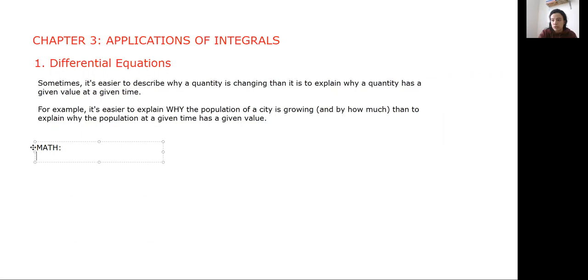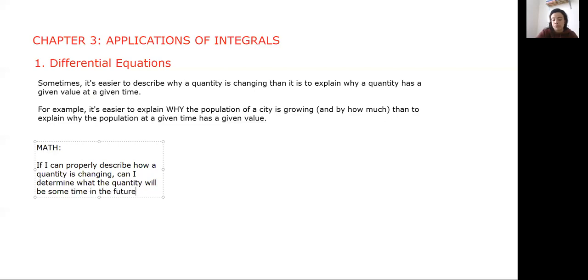In terms of math, here's the problem that I'm trying to solve. If I can properly describe how a quantity is changing, can I determine what the quantity will be sometime in the future? Right, so this is the idea of the problems that we're going to formulate today.